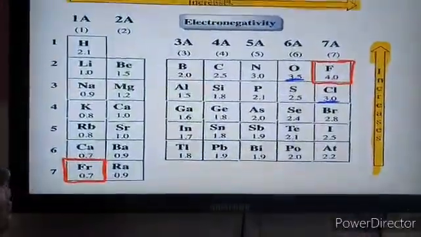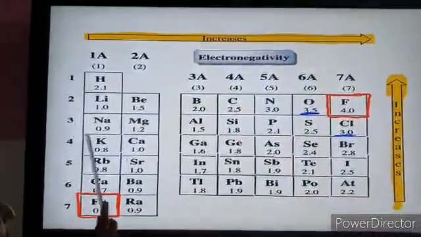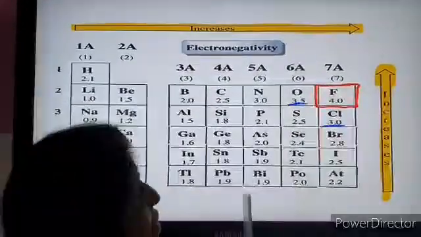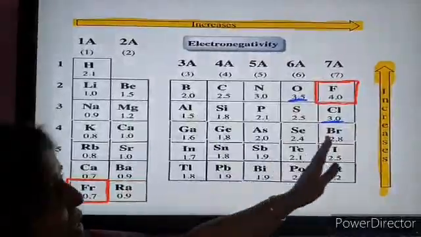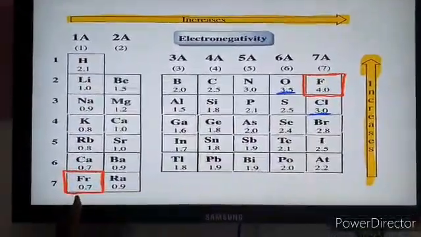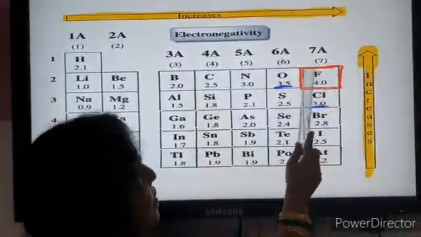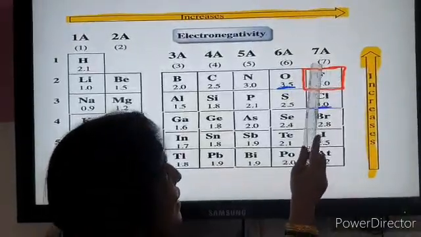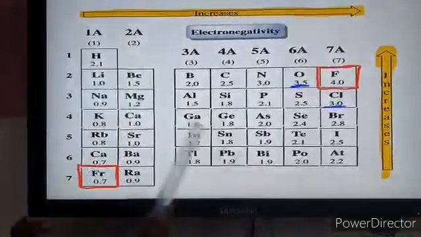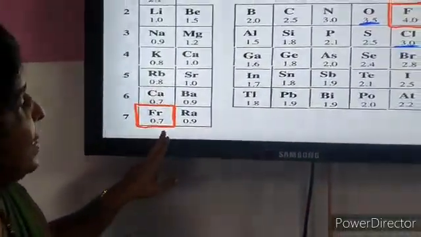Yes, coming to electronegativity, I already mentioned that from left to the right, what is happening to the electronegativity? Electronegativity increases when we move from left to the right in a period, and it decreases from top to the bottom in a group. So here if you look at these two blocks, S and P block, fluorine is the element which has the highest electronegative value, around 4, and francium is the element having the least electronegative value.